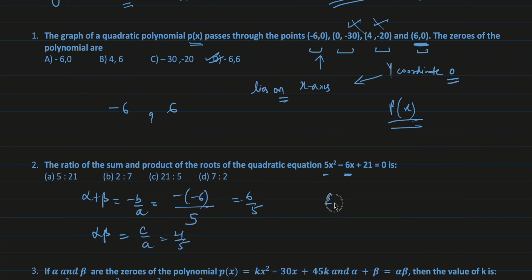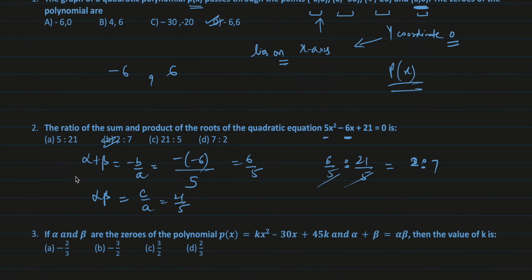Now ratio 6 by 5 is to 21 by 5. 5 cancels, and 3 cancels on both, so it will become 2:7. So the answer is 2:7, B option. Third question.